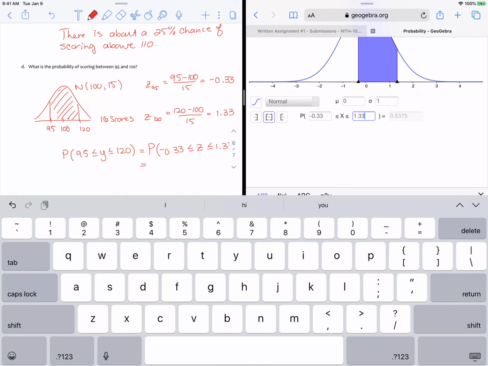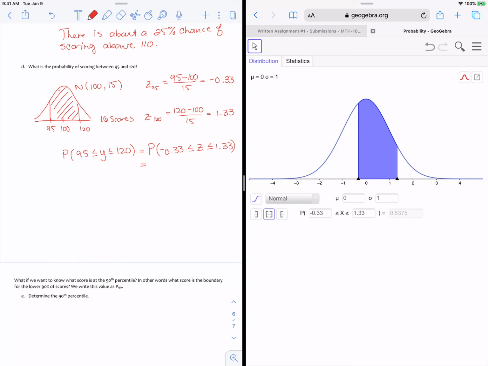Press enter, and it looks like 53.75%. So 0.5375. So there is about a 54% chance of scoring between 95 and 120. Okay.